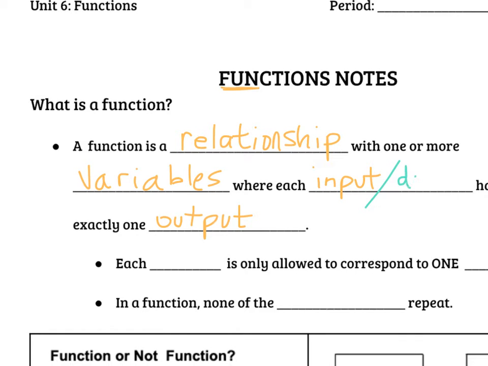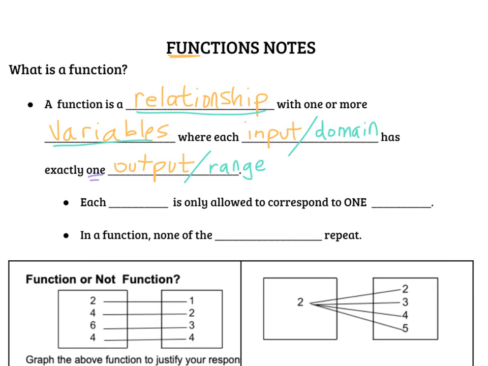Maybe you've not heard of this word before, but it's domain. And another word for output is range. So a function is a relationship with one or more variables where each input has exactly one output. So in other words, each x value, which is the input, is only allowed to correspond with one y value.